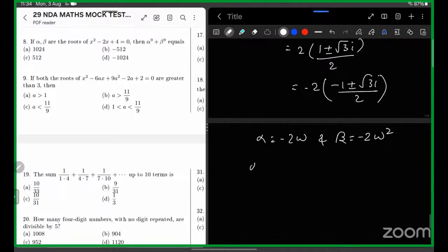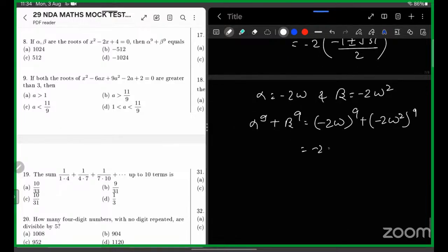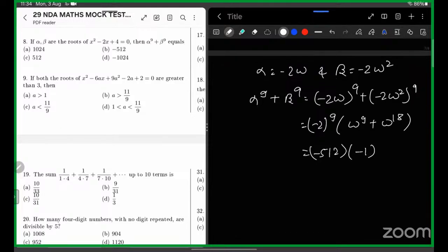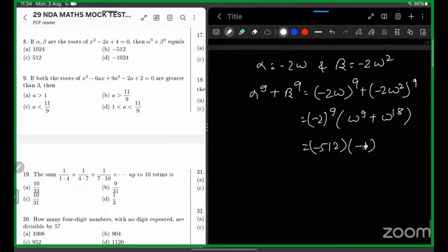Now, they are asking for alpha raised to power 9 plus beta raised to power 9. That means minus 2 omega raised to power 9 plus minus 2 omega square whole raised to power 9. If I take minus 2 raised to power 9 common from both, in bracket, I will be getting omega 9 plus omega 18. So that is equal to minus 2 raised to power 9, which is minus 512, and this is equal to minus 1 because omega power 9 is there. Omega power 9 is equal to 1 only.